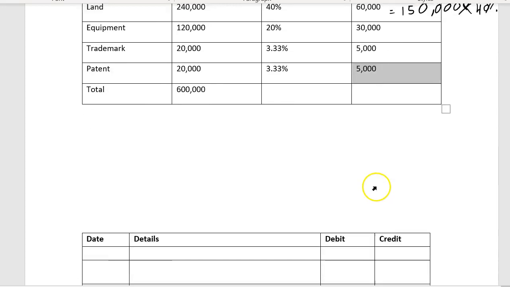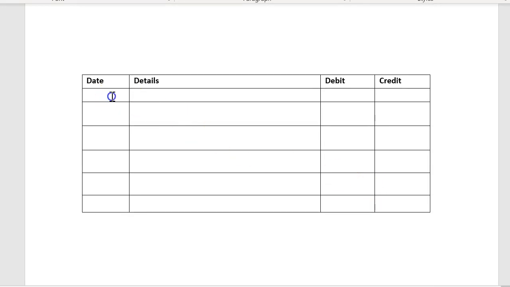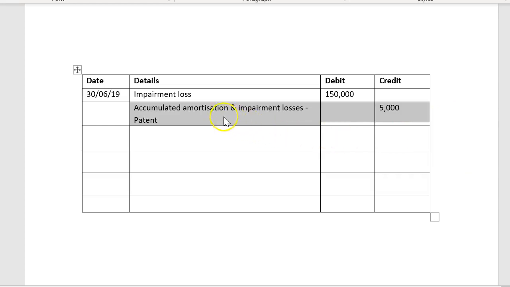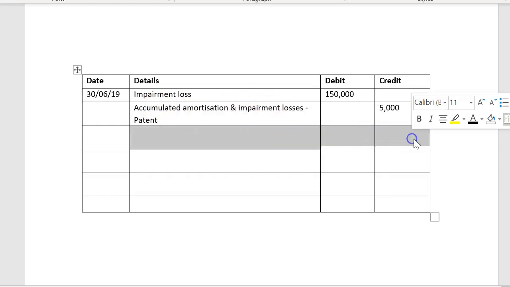Okay, so what do you write? What do you record as the general journal entry? So you debit impairment loss, 150,000, and we credit accumulated amortization and impairment losses patent. The reason being, patents do not depreciate. We do not use the term depreciation. We use the term amortization. So you credit accumulated amortization and impairment losses patent, 5,000.